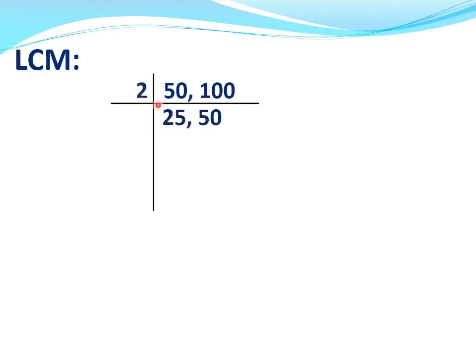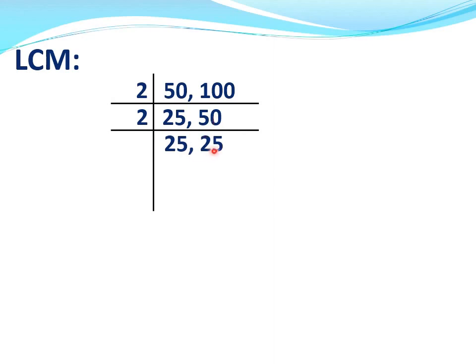Now LCM. We have to find the LCM of 50 and 100 by division method. Make lines like this. Write 50 and 100 here. Divide 50 and 100 by 2. These both numbers are divisible by 2. Write here 2. See, 2 multiply 25 equal 50, 2 multiply 50 equal 100. Now divide 25 and 50. See, 25 is not divisible by 2 but 50 is divisible by 2. So write here 2. 25 is not divisible by 2, so write here 25 as it is. 50 is divisible by 2. See, 2 multiply 25 equal 50.